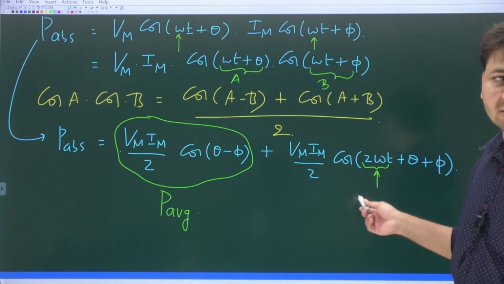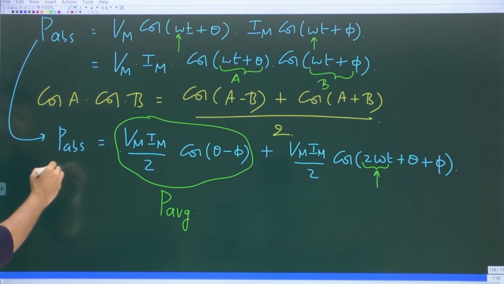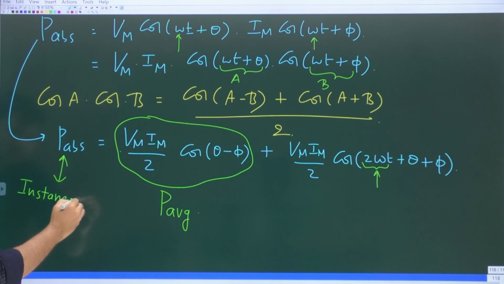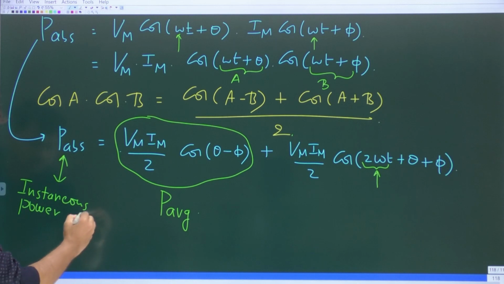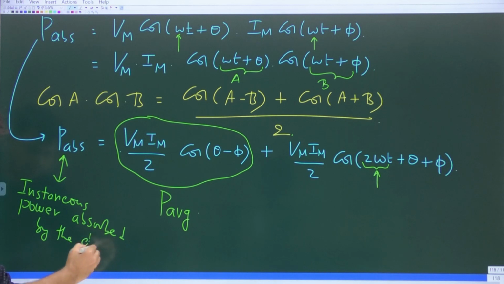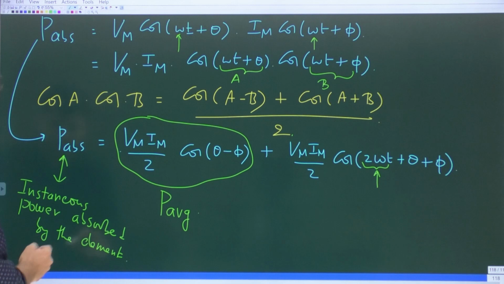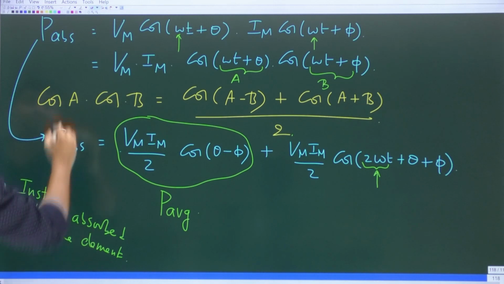By the way, whatever power absorbed expression we got earlier, first term plus second term, the second term is a function of time. This power absorbed is the instantaneous power absorbed by the element. So this whole expression represents the instantaneous power absorbed by the element. Why instantaneous power? Instantaneous. Spelling.